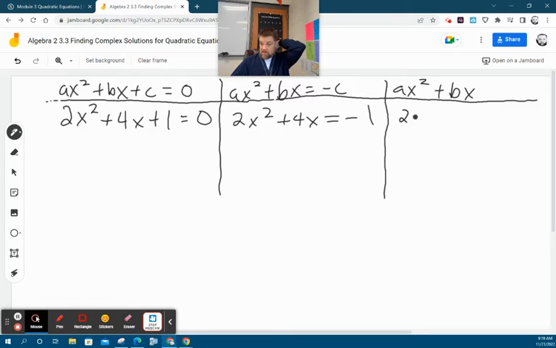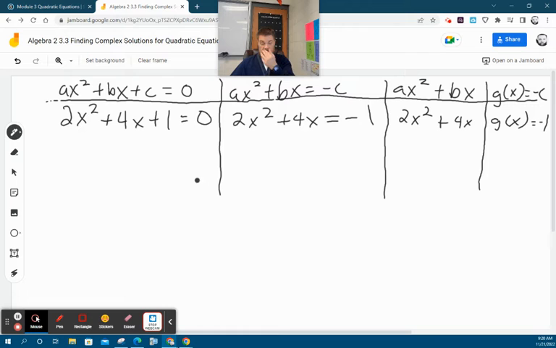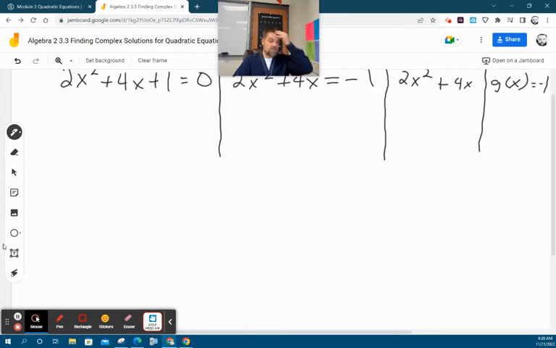And so then that would be 2x squared plus 4x, right? And then in the last step, we're going to write g of x is equal to negative c. Okay? So then I would write g of x is equal to negative 1. Right? We could do this with multiple equations, but I'm just going to do the one.